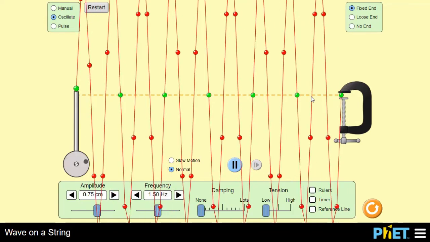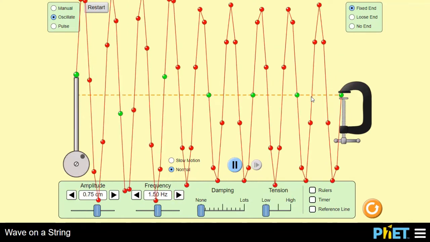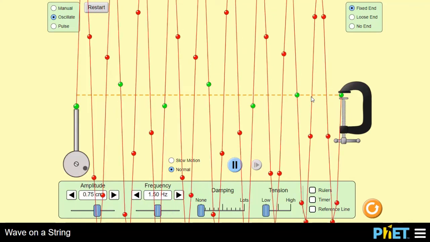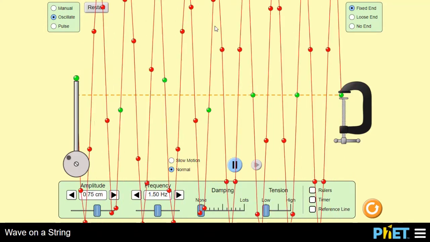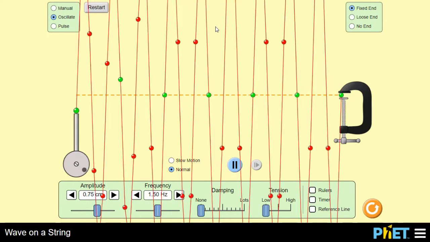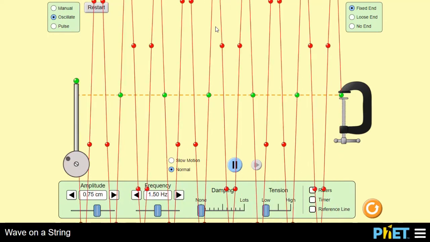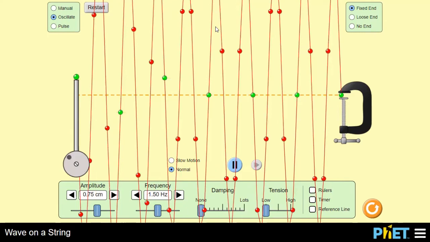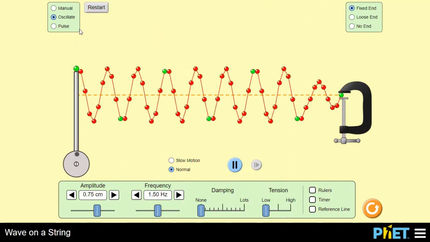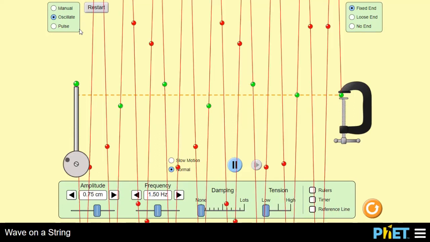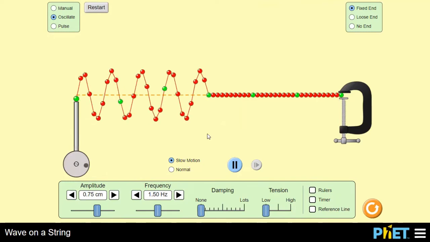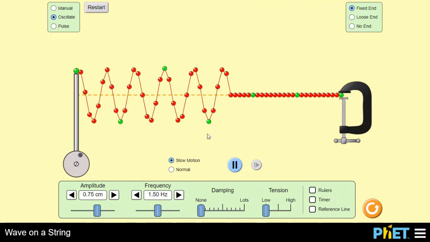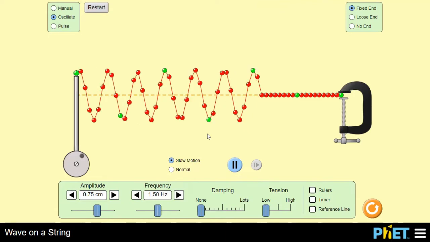That's why we call this wave a standing or stationary wave, because here we have a particle that seems not to move while others move or oscillate. Okay, let me restart. And then I will slow it down to make it easier to observe this wave.